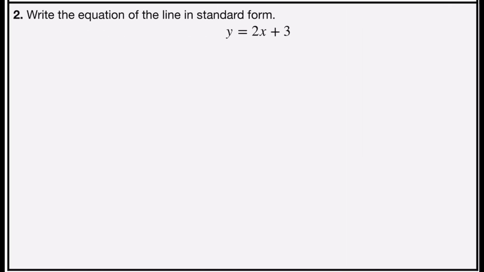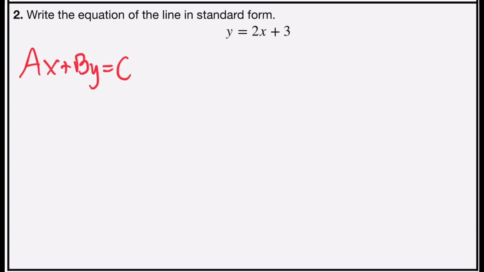Problem number 2 says, write the equation of the line in standard form. And the equation says y equals 2x plus 3, and this is in slope-intercept form. And I want to write the equation in standard form, ax plus by equals c, where a, b, and c are integers, and a is positive.